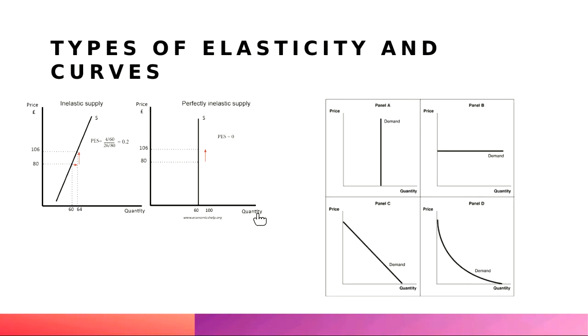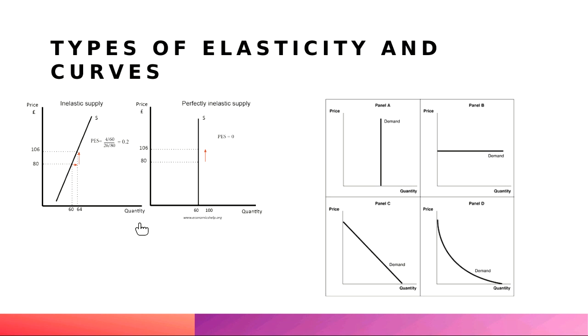So what do these elasticity curves look like? Well, here's an example. Here's an inelastic supply curve. So an inelastic supply curve is very steep. So you have an example here. You have a price of 80 going up to 106, and that's over a 25% increase in price. The quantity only moves up to 64 for supply. So that's a relatively inelastic supply.